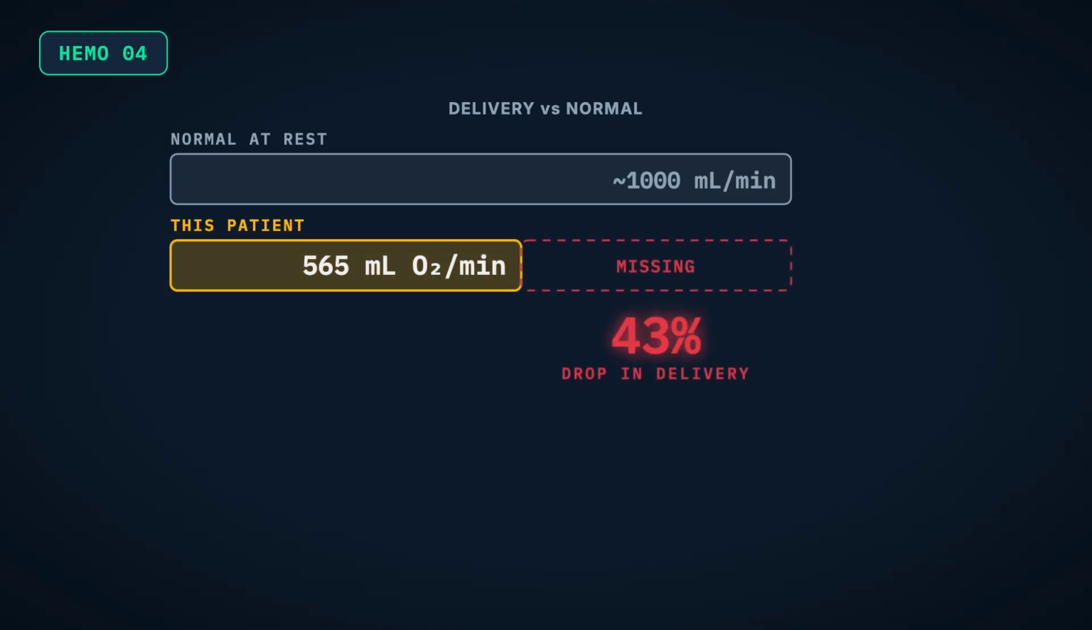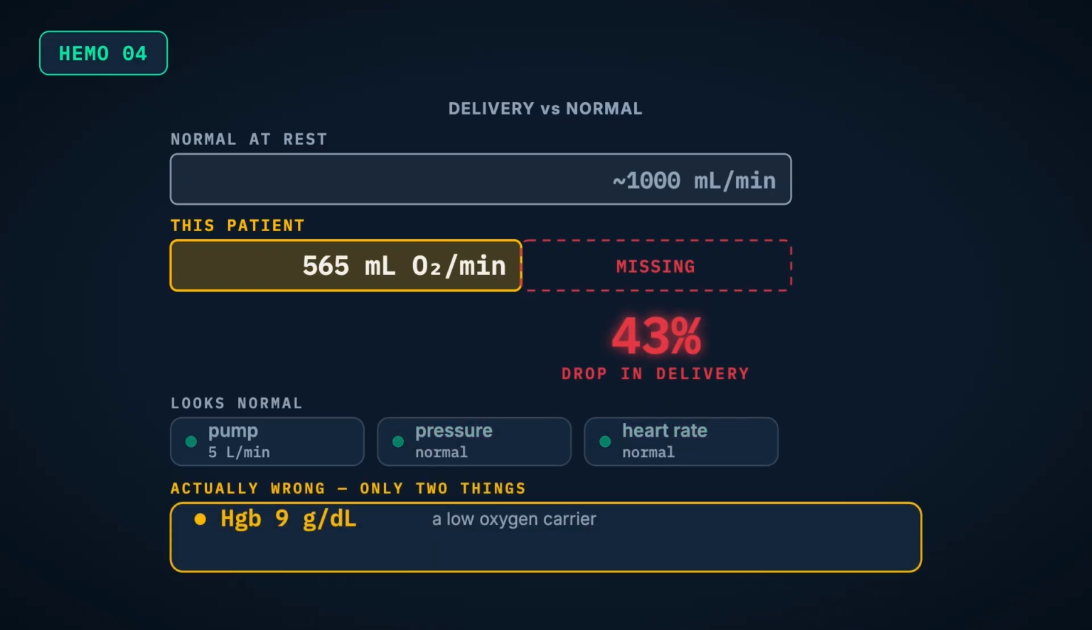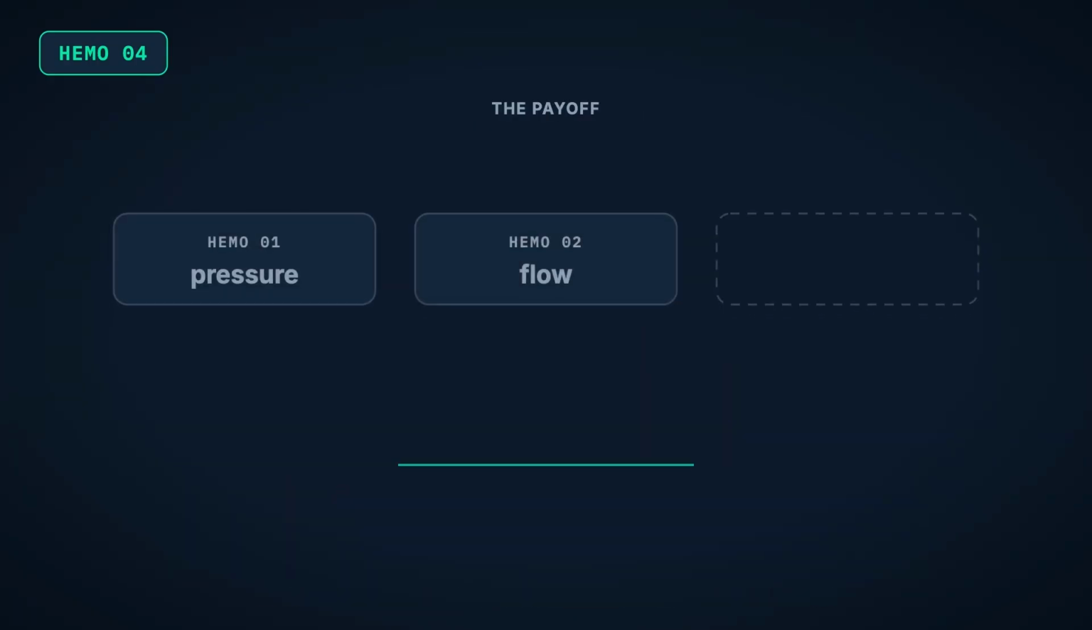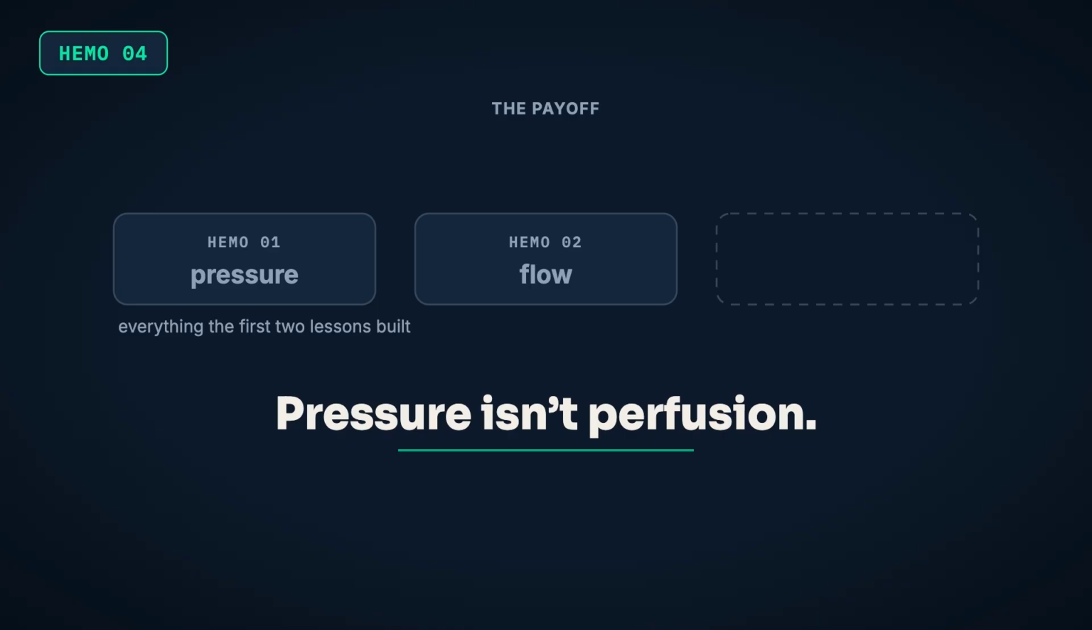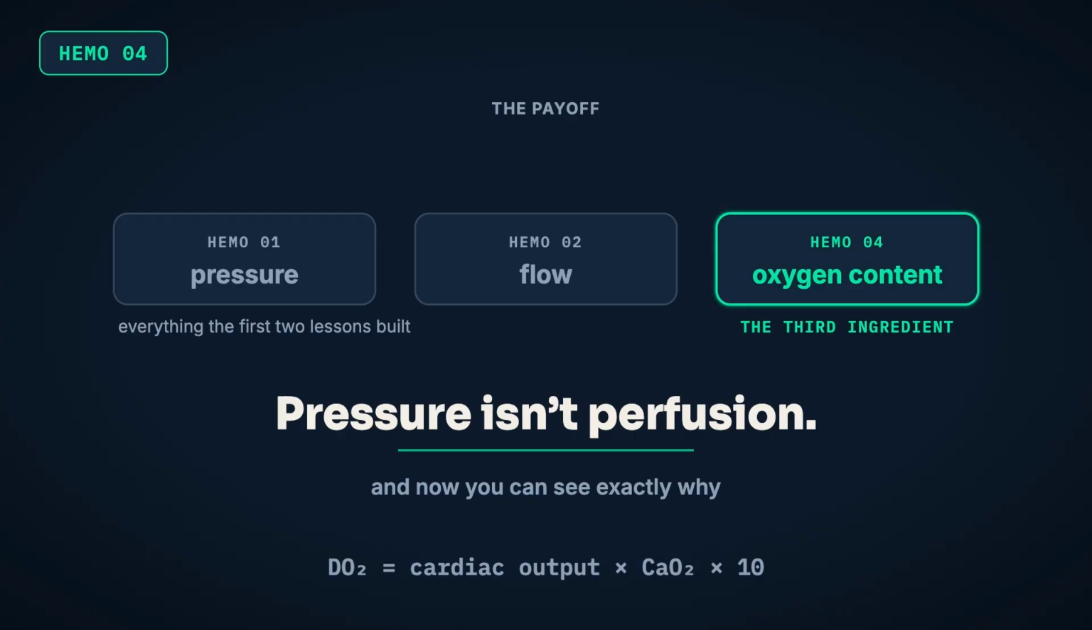And the pump is normal. The pressure would look normal. The heart rate might look normal. The only two things wrong are the hemoglobin and a mild dip in oxygenation. Multiplied together, they cut that patient's oxygen delivery almost in half. That's the payoff of everything HEMO 1 and 2 built. Pressure isn't perfusion, and now you can see exactly why. DO₂ has a third ingredient. Neither of those lessons cover.